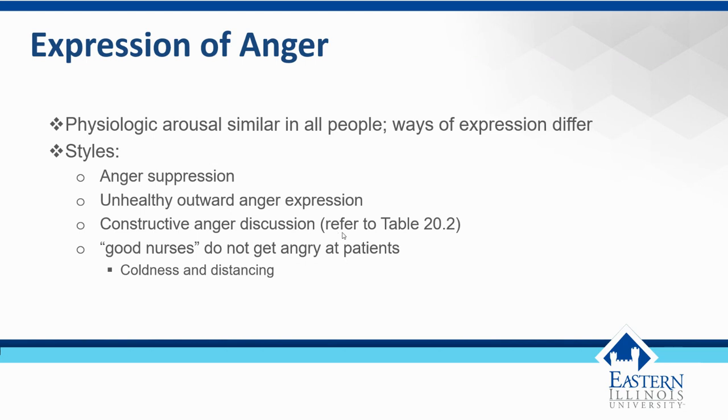So there's a lot of different things that anger can lead to, kind of like stress, which we talked about in chapter 19. There's different styles with how we express anger. It's in table 20.2, which is on page 298. And this talks about anger suppression, unhealthy outward anger aggression, and then constructive anger discussion. So discussing the anger with a friend or family member to talk about the anger.